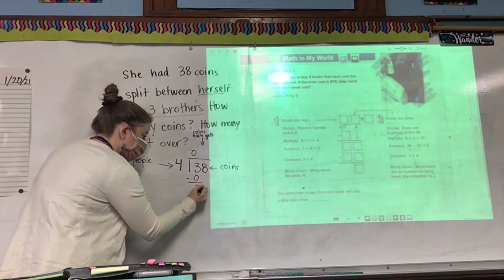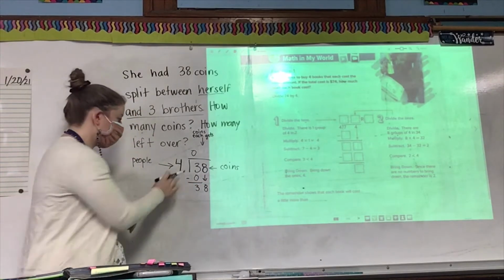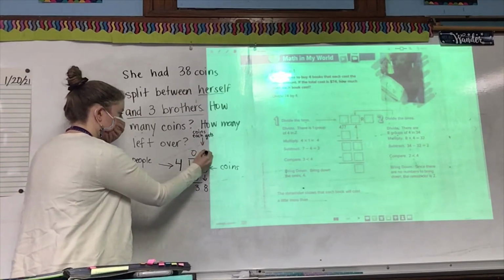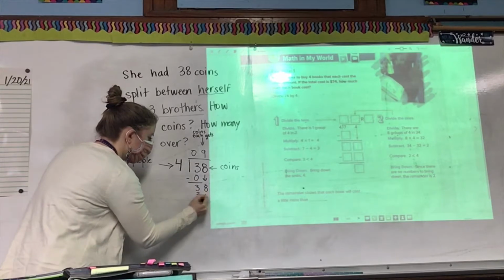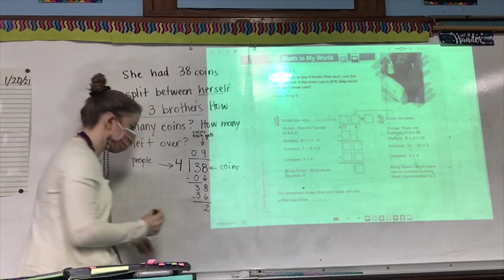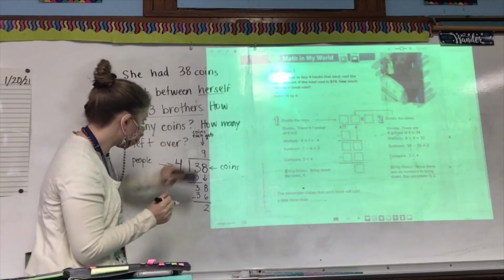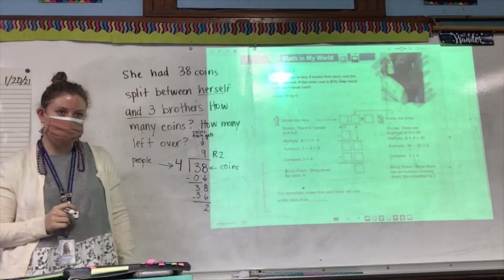3 minus 0 is 3. Bring down the 8. Our new dividend is 38. 4 goes into 38 9 times. 9 times 4 is 36. 38 minus 36 is 2. We're going to erase that 0. And then we're going to put the remainder 2.